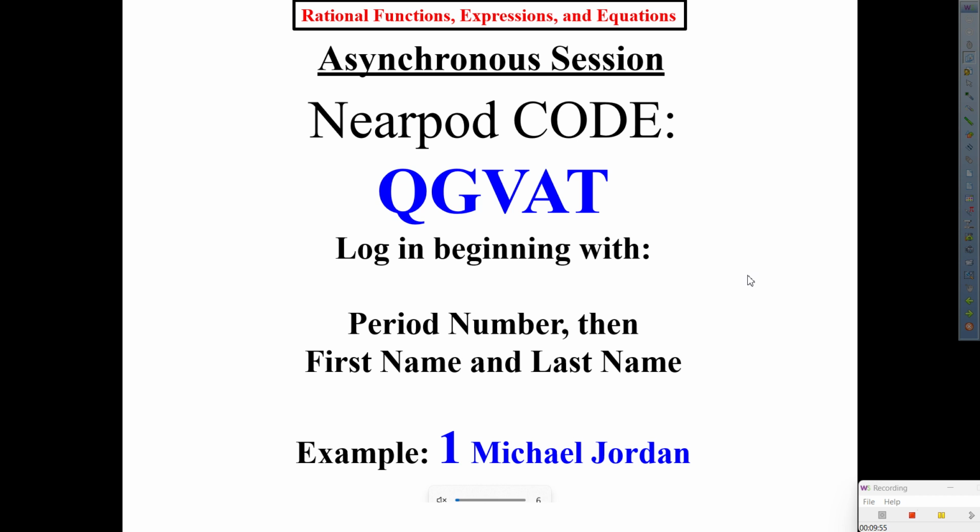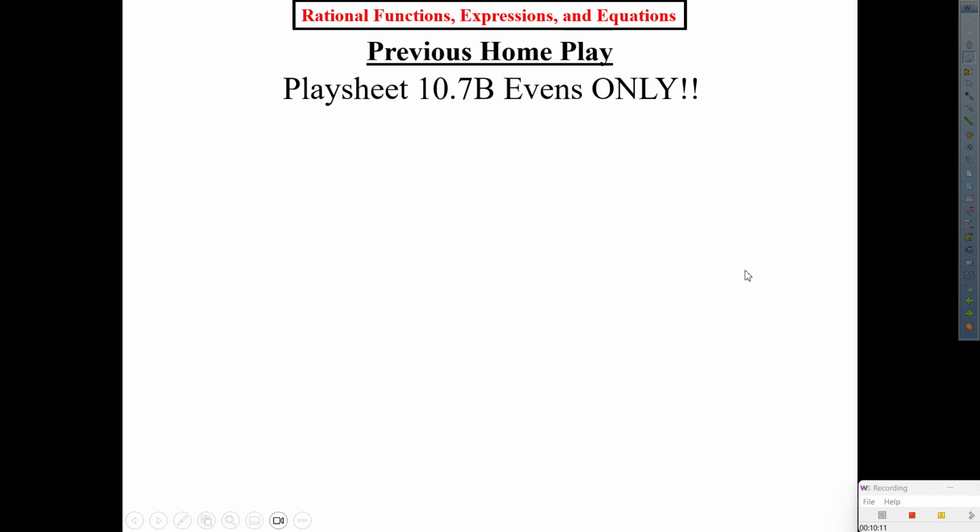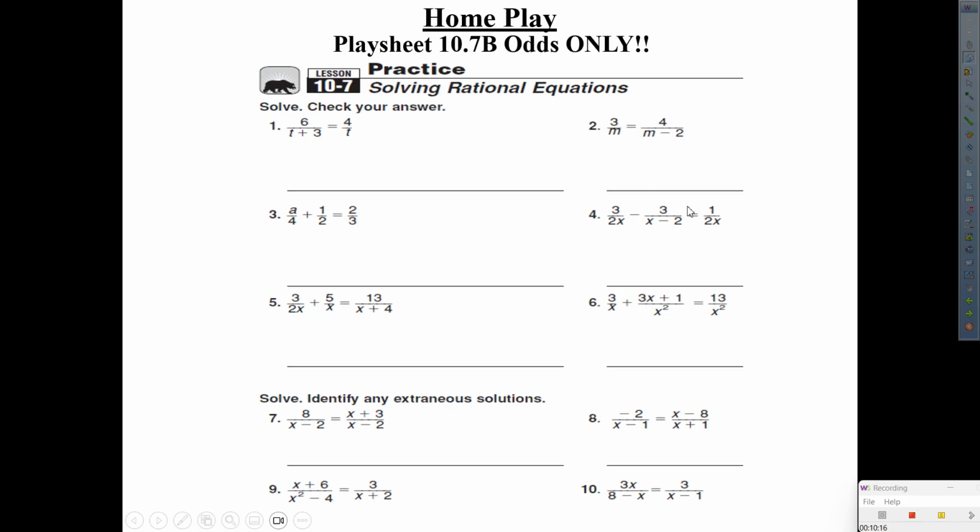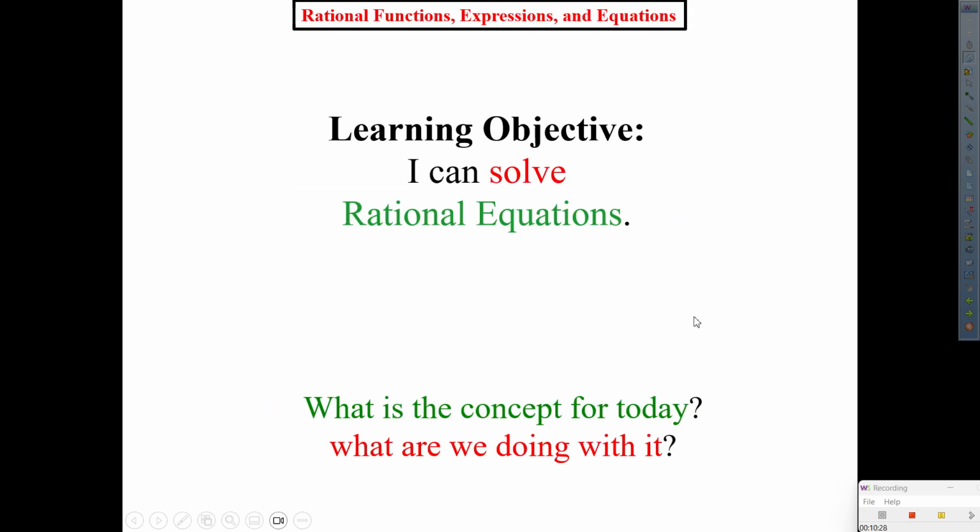All right? So, last night's homework was even, so go to Canvas, turn that in, please. Tonight's our odds. I only want you to do numbers 1 through 9. 1, 3, 5, 7, and 9. All right, and then get a Cornell note ready. We're going to do some more practice here just to make sure we got it.